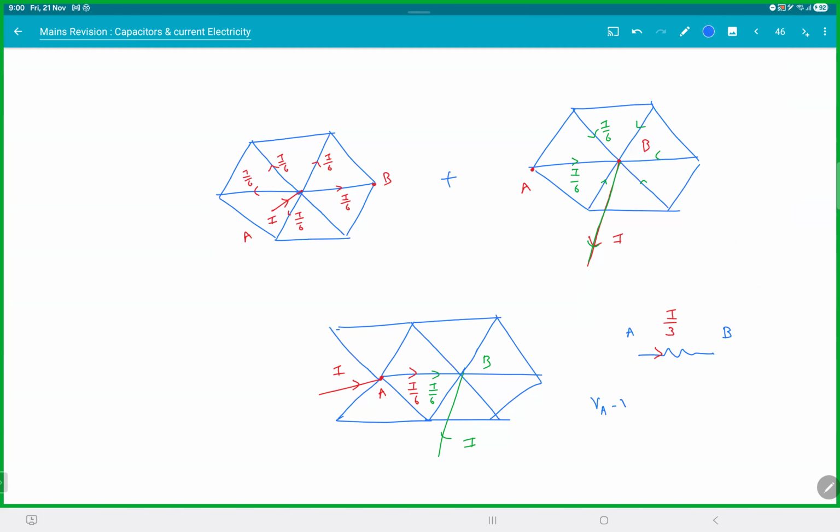So VA minus VB is equal to I by 3 into R. R equivalent is nothing but potential difference by current, which is R by 3. So you can replace this entire grid with a resistance of R by 3.